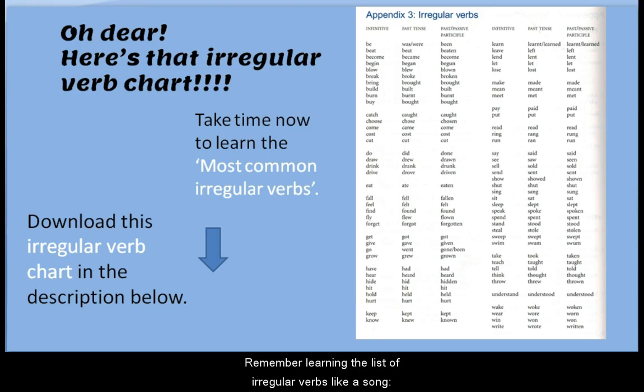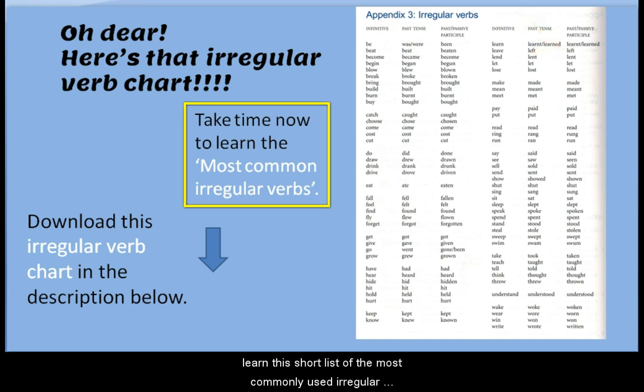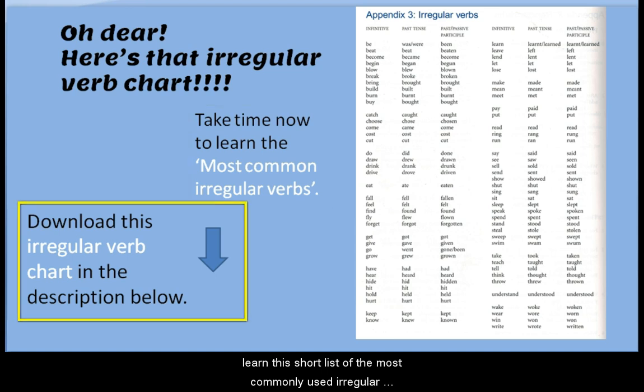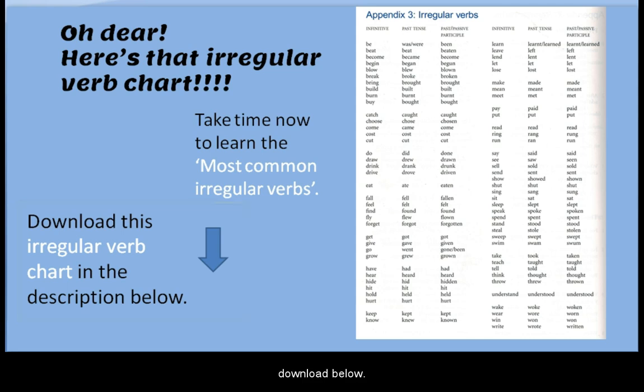Remember learning the list of irregular verbs like a song: cut, cut, cut; swim, swam, swum. The present perfect uses the past participle form in the third column. I hope you'll take the time to learn this short list of the most commonly used irregular verbs. Find the link for the PDF download below.